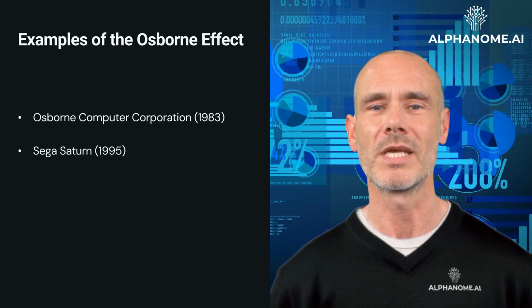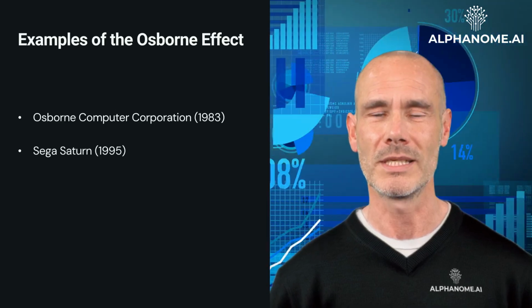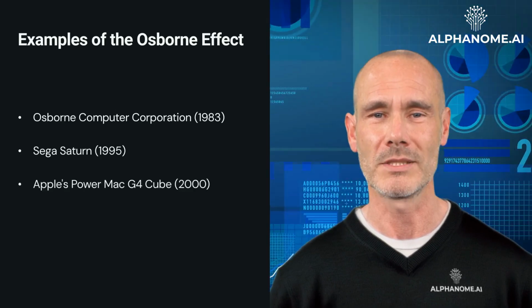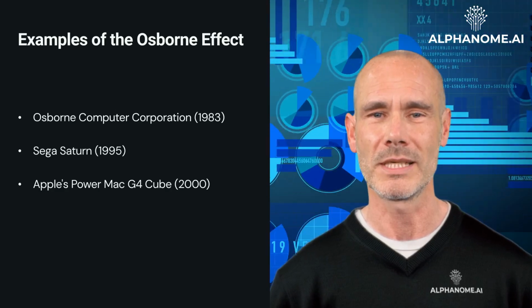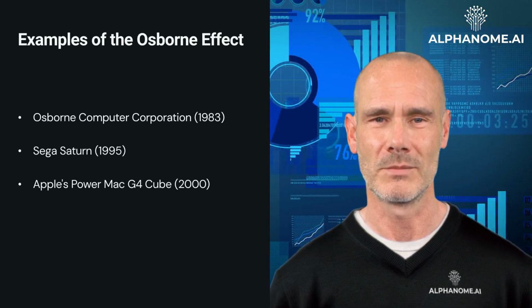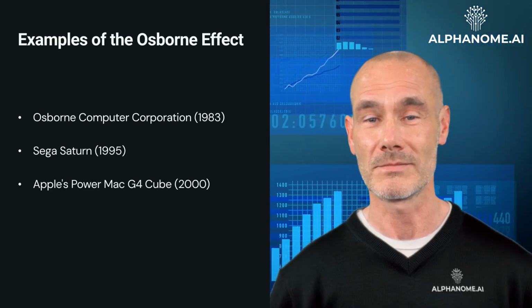Sega Saturn, 1995. Sega announced the Saturn's release date earlier than planned to beat Sony's PlayStation to market. This rushed launch led to a lack of available games and proper retail support, ultimately contributing to the console's failure. Apple's Power Mac G4 Cube, 2000. Apple prematurely hinted at a new version of the G4 Cube, causing sales of the existing model to plummet. The product line was discontinued within a year.